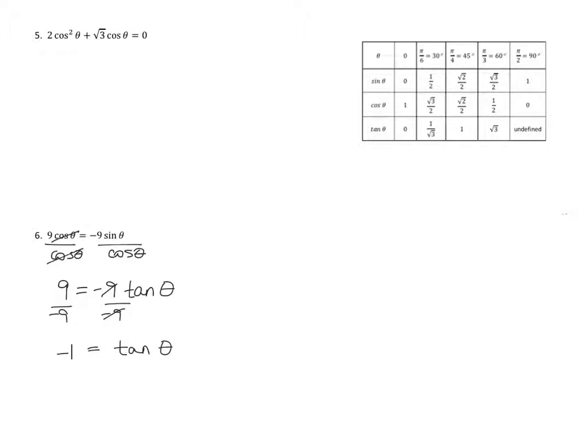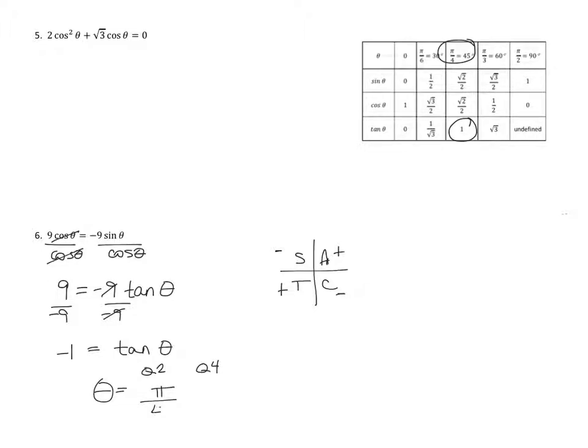We want to ask ourselves, where is tangent negative? We know tangent is positive in first and third, so tangent is negative in second and fourth. So for my theta, I need a quadrant 2 and a quadrant 4 angle. Let's come over and see where tangent is 1. Tangent is 1 right here at pi over 4. That's our reference angle. Since we're looking for negative, we need quadrant 2.